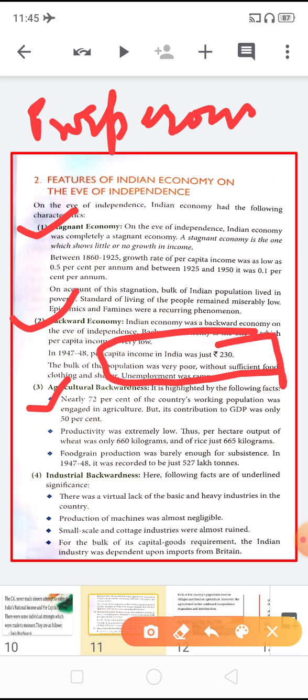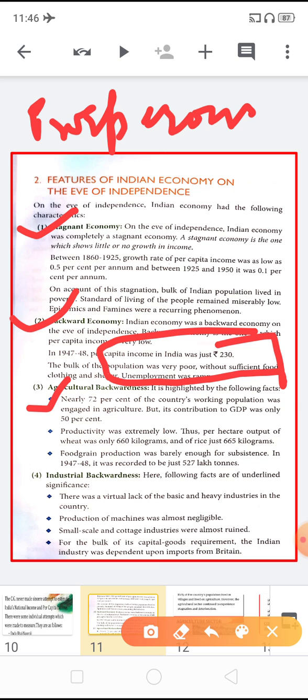Now if you compare 2018 to 19, the production of India has risen from 660 kg of wheat to 3408 kg. So at that point of time, in the year 1947, the production of our country was only 660 kg per hectare. But now in the year 2018 to 19, it is 3408 kg per hectare.